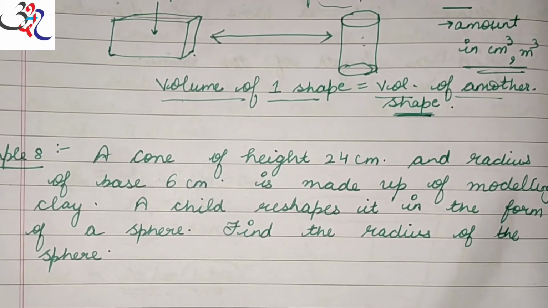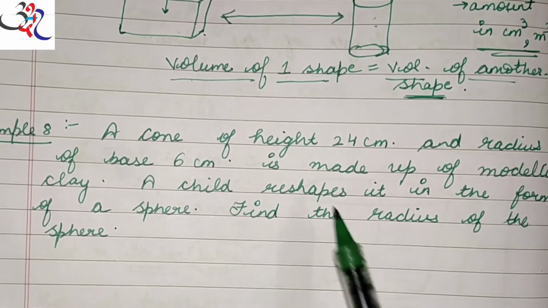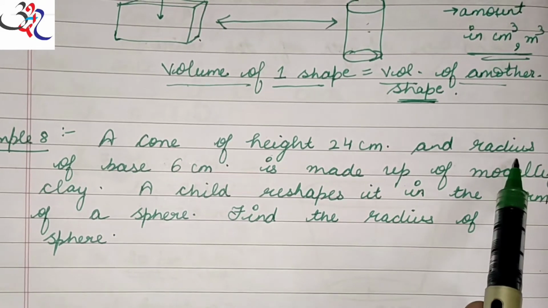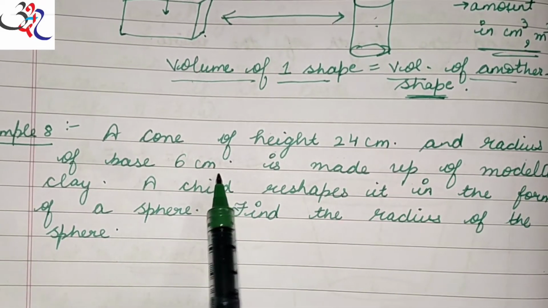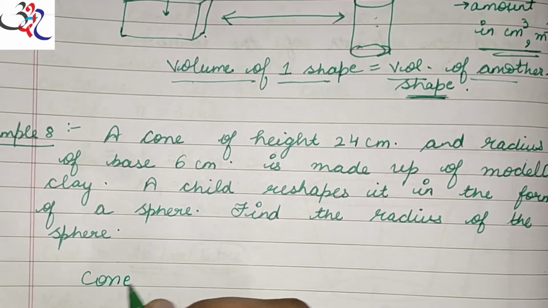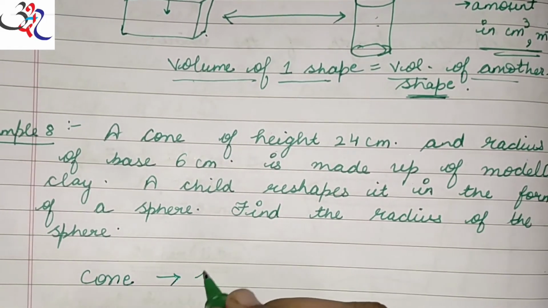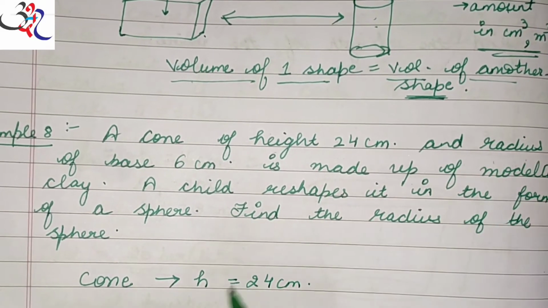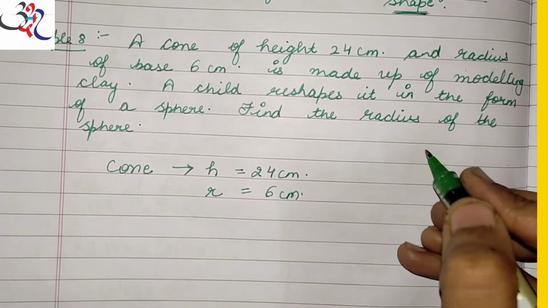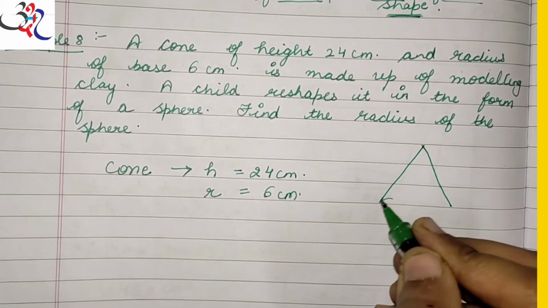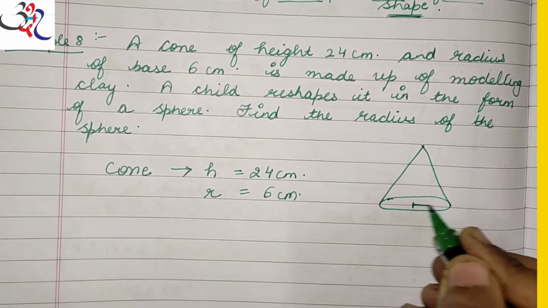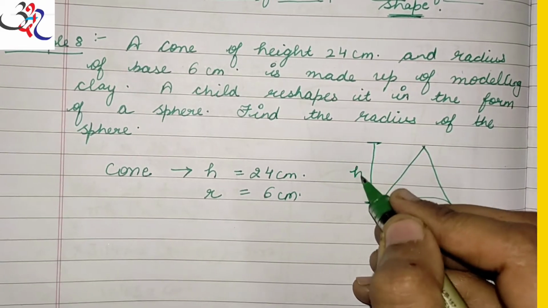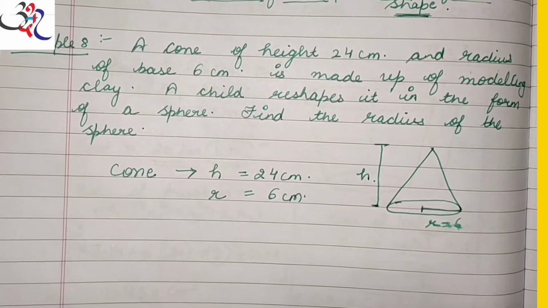Okay, so let's solve example number 8 related to this. What is given to you is a cone of height 24 centimeter and radius of base 6 centimeter. So there is a cone and its dimensions are given to us. The height is equal to 24 centimeter and the radius of the base of the cone is given equal to 6 centimeter.